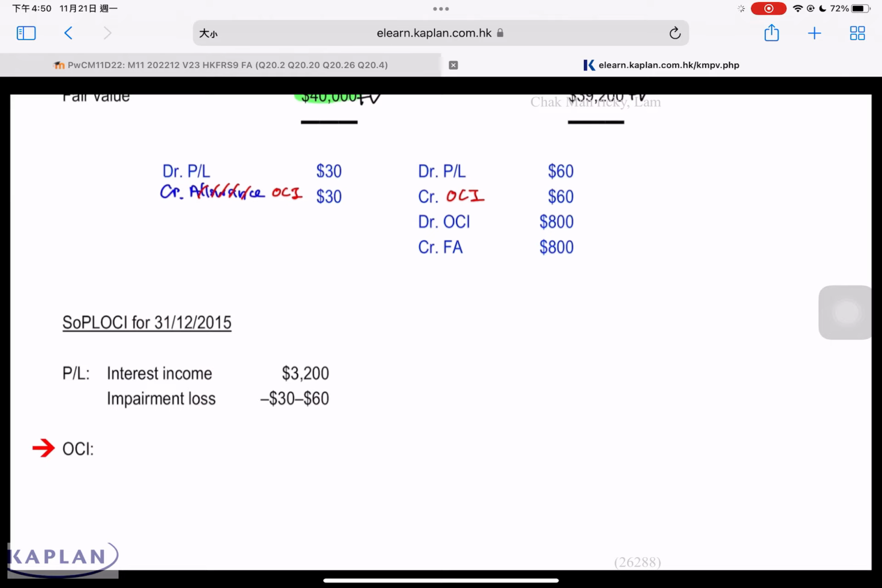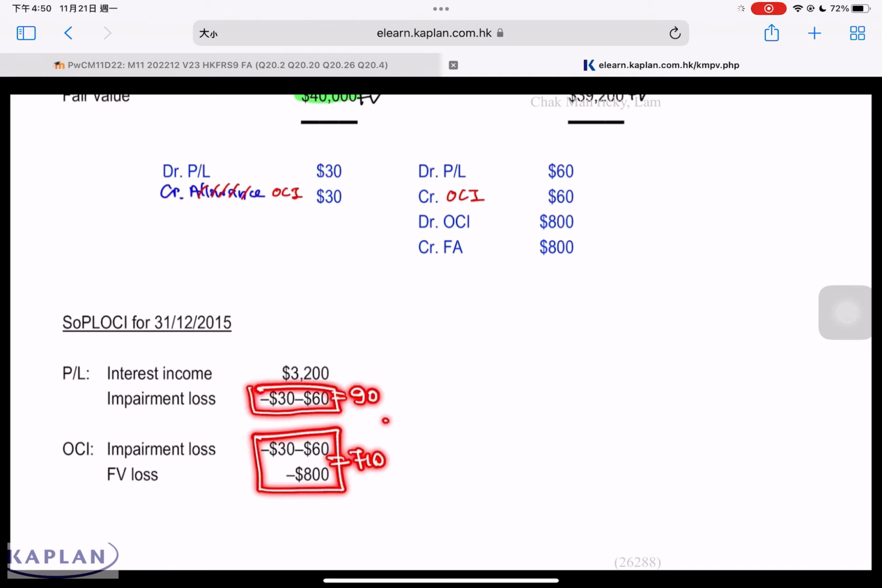In the OCI, the impairment is the 30 plus 60, this amount. At the same time, there's a fair value loss of $800. The net amount of this is equal to 710. This amount is equal to 90. In total, it is equal to 800. The financial asset initially, the cost is equal to 40,000. Now the fair value is equal to 39,200. This 39,200 minus 40,000 is equal to a loss of 800.